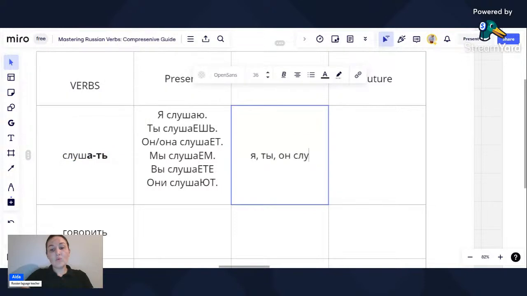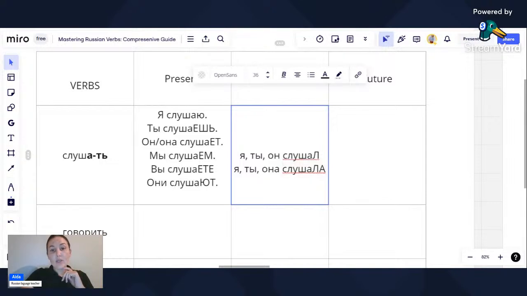Let's use it. Слуша. For male nouns and pronouns, we have to use the suffix л. Я слушал. So for the male form, we need to put the suffix л. Я слушал. I listened. I was listening. If we talk about a female noun or pronoun, we say я, ты, она слушала. We use this part слуша, and then we put the suffix л and the ending а for the female form, слушала. She was listening or she listened.